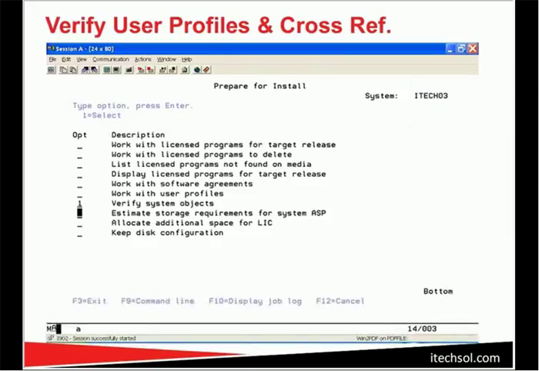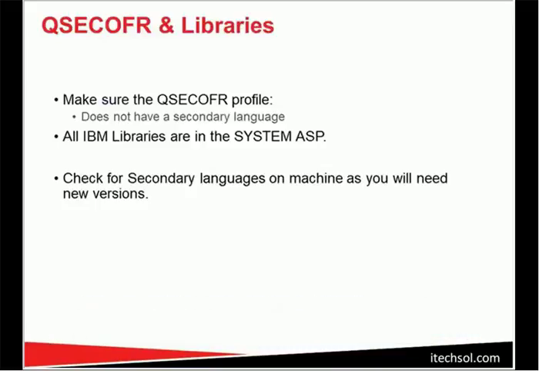We want to verify system objects. This is going to verify the database cross-reference files, and make sure they're fine. If they're not fine and you get an error, the only way to fix that is to run a reclaim storage database cross-reference, and I have to do it in a restricted state. So I have to wait until the system can come down completely, and then from the command line, run RCLSTG SELECT(*DBXREF), and it fixes the cross-reference files.